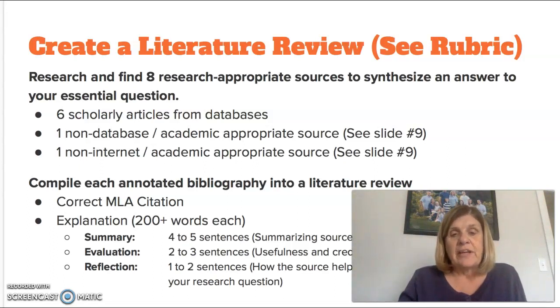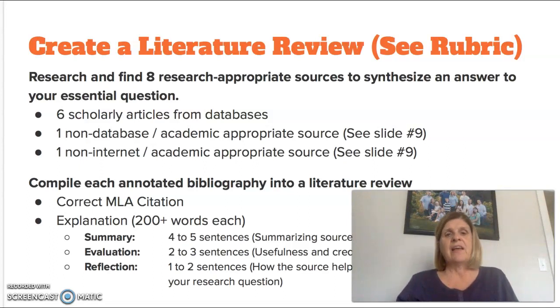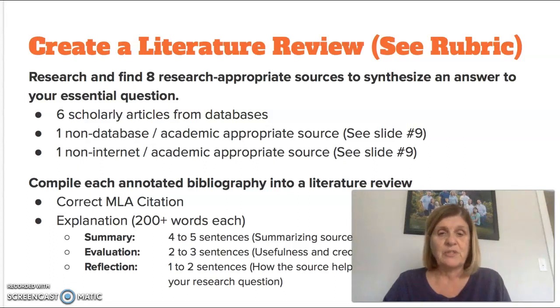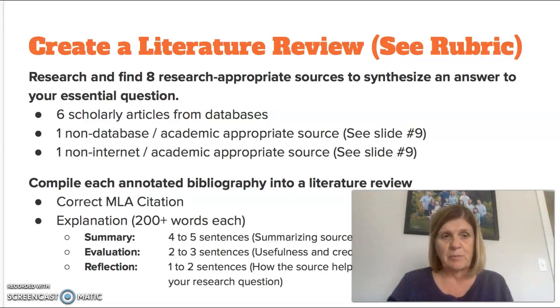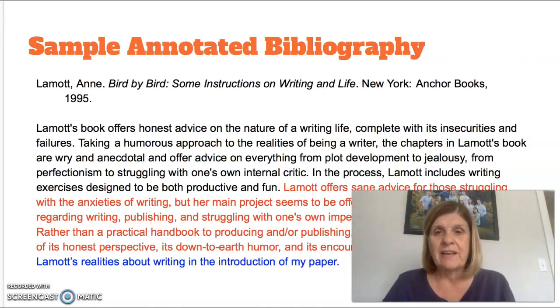So if you look at how you will be graded, you will need to have a correct citation done in MLA 9.0 for each source, and then a 200-word evaluation, which includes 4 or 5 sentences where you summarize the article, 2 or 3 sentences about the usefulness of the article, and 1 or 2 sentences on how you see yourself using it. So each of those will be put together into one annotated bibliography, and you actually do this now 8 times.